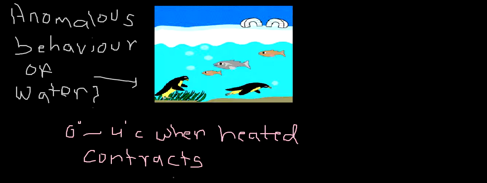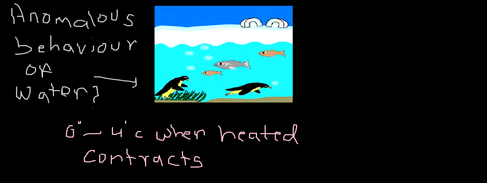But remember, this happens only till 4 degrees Celsius. After 4 degrees Celsius, it behaves like the other liquids. So at 0 to 4 degrees, when heated, it contracts. Its volume is minimum at 4 degrees Celsius, and its density is maximum.